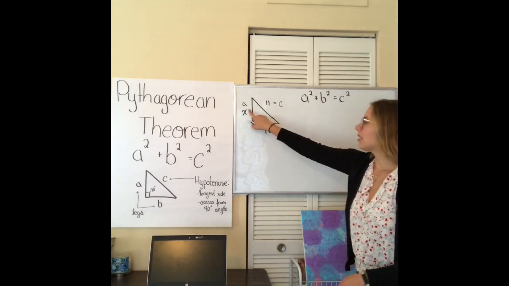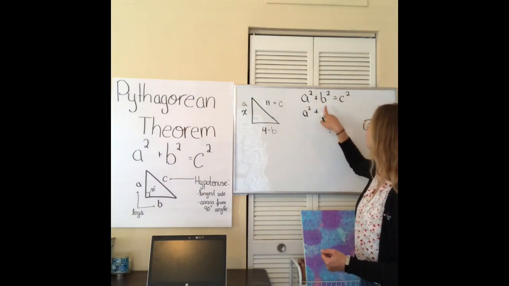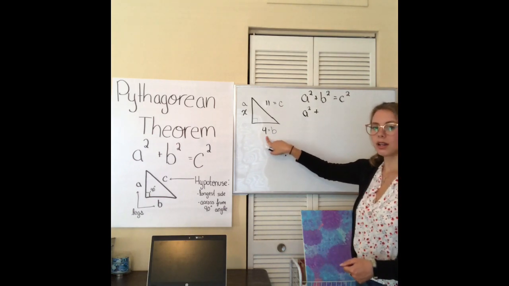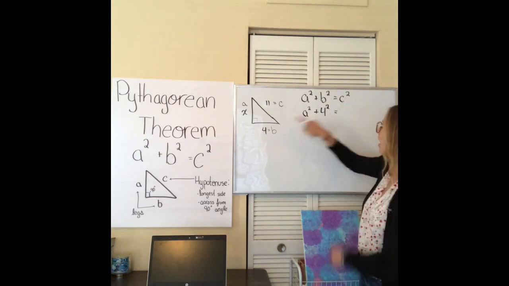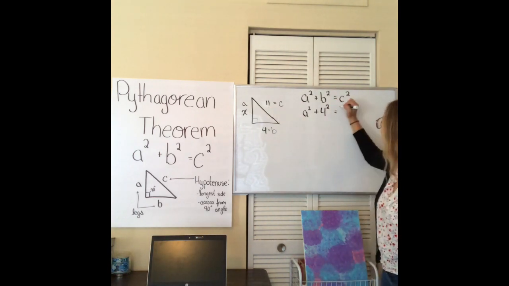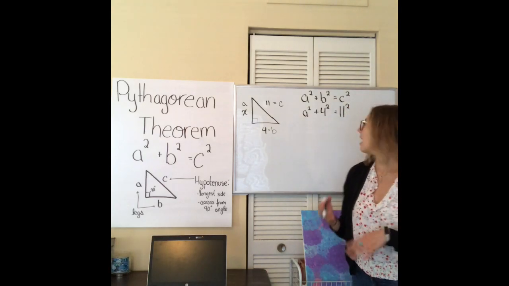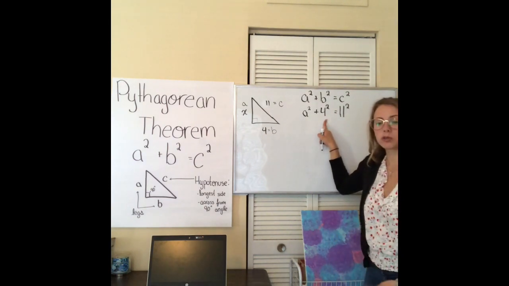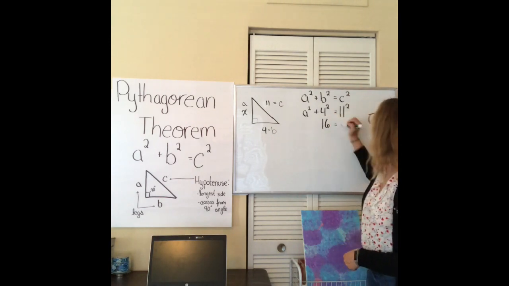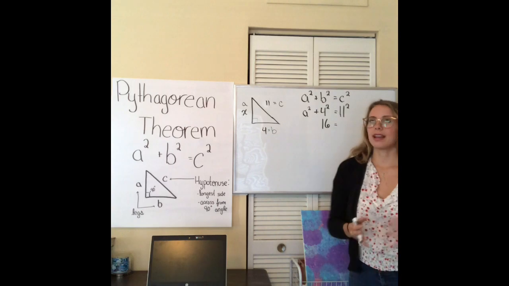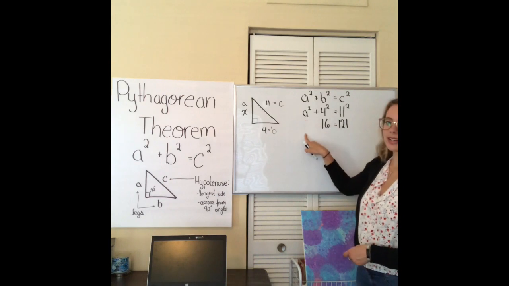My A value is what I'm looking for, so I'm going to leave it as A squared plus my B value is 4, so I'll plug in a 4. 4 squared equals, my C value is 11, so I'll plug in an 11 squared. Now because of PEMDAS, I need to solve what is 4 squared. That's 4 times 4, which is 16. What is 11 squared? Well, that's 11 times 11, which is 121. And I'll just carry down my A squared.